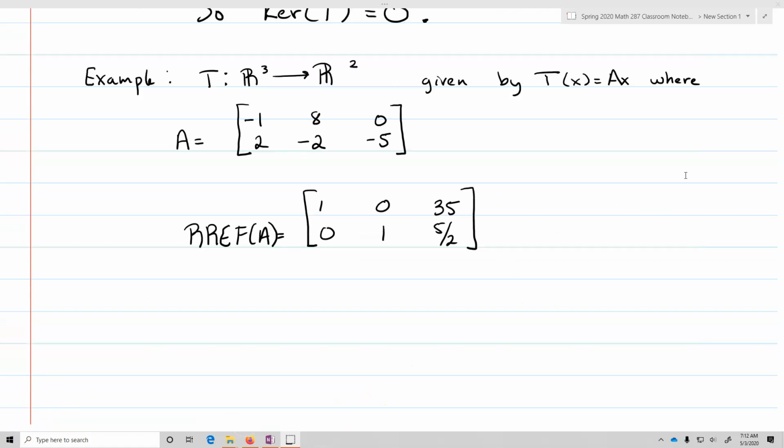So let's take a look at another example. Here we have T from R3 to R2, and it's given by T of x equals Ax, where A is equal to this matrix: negative 1, 8, 0, 2, negative 2, negative 5. When I row reduce, what I get is RREF of A is 1, 0, 35, and 0, 1, 5 halves. So the solution to Ax equals 0 is the kernel of T.